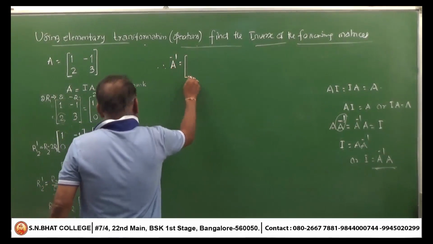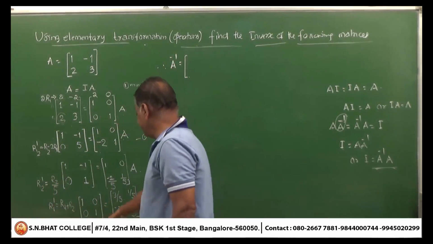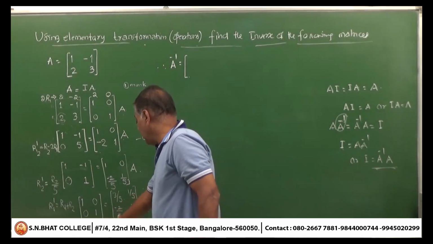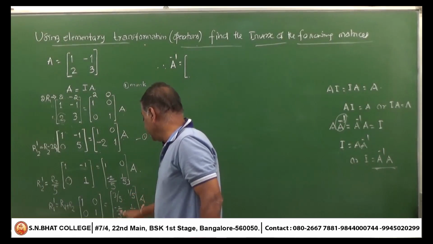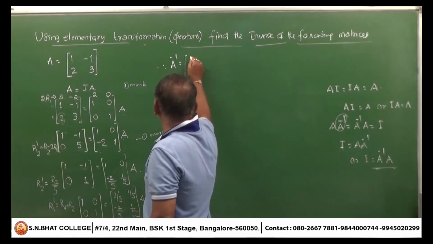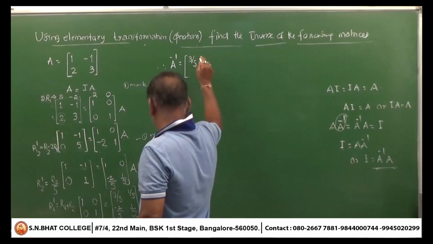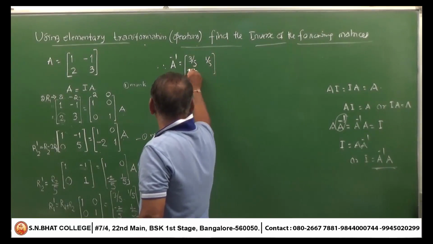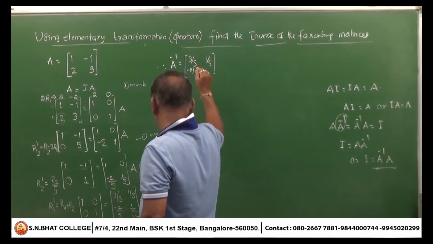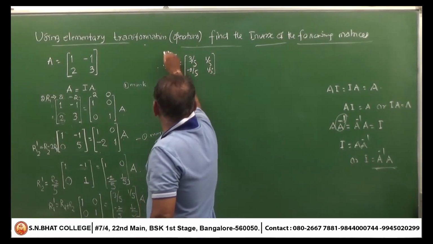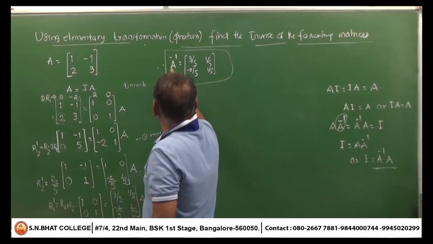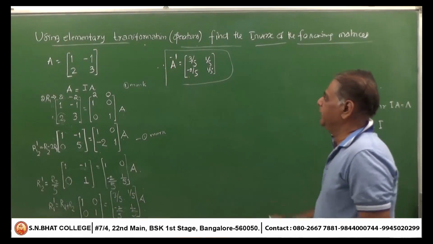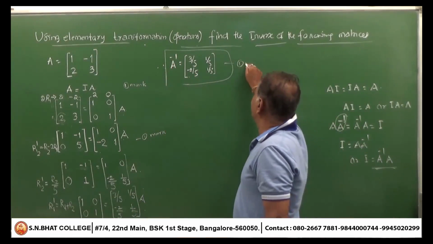Write that matrix. After getting this step, it is of the form I is equal to A inverse into A. Please write that. Therefore, A inverse is 3 by 5, 1 by 5, minus 2 by 5, 1 by 5. This is the final answer. This symbol is nothing but inverse of A inverse. Getting this final answer step carries 1 mark. It is a 3 marks question.